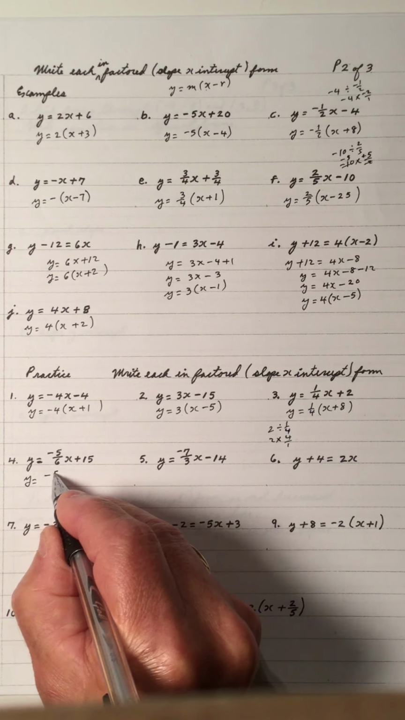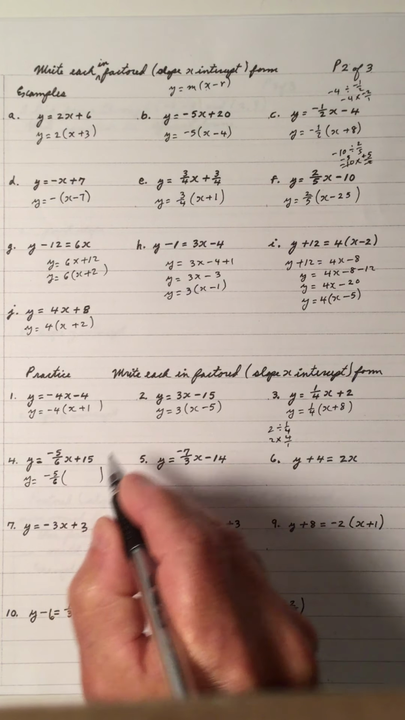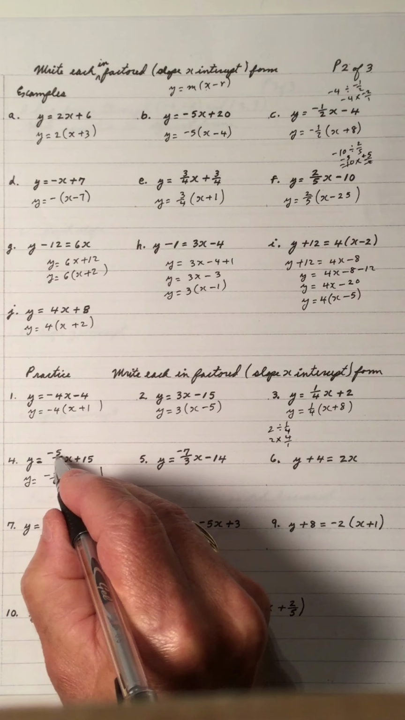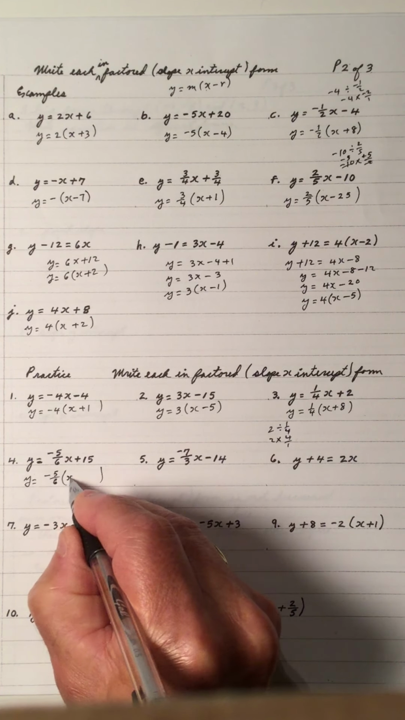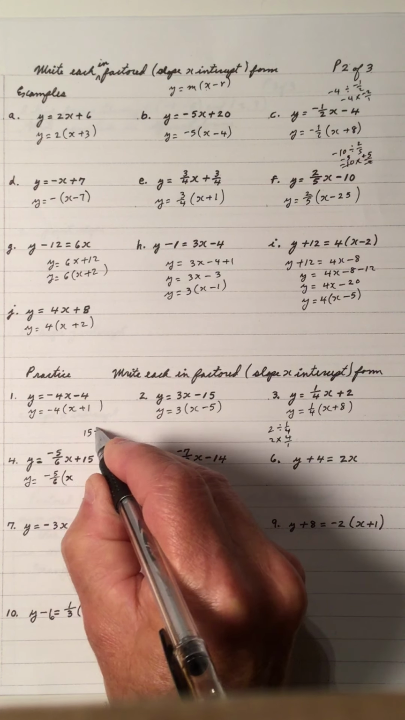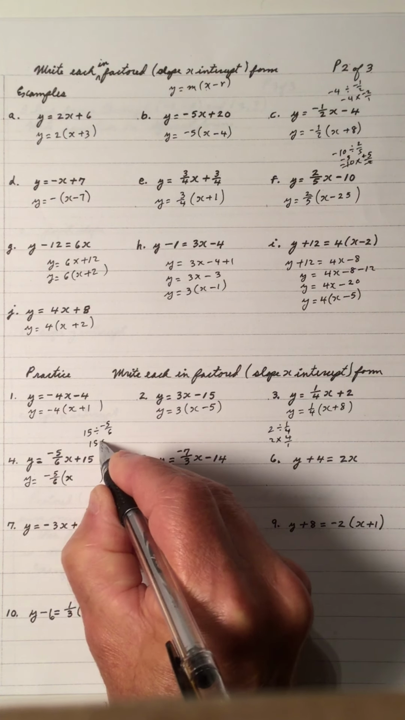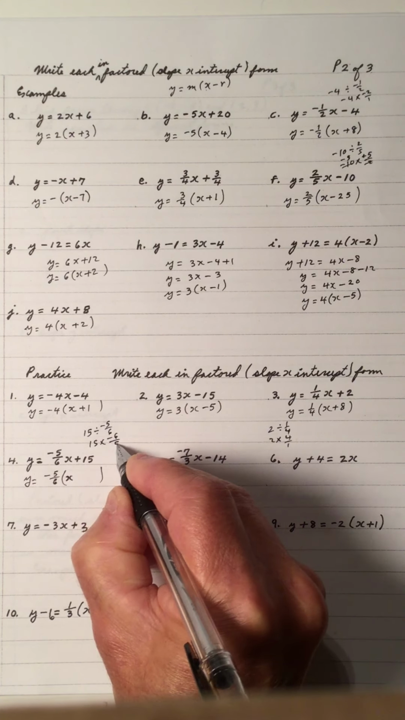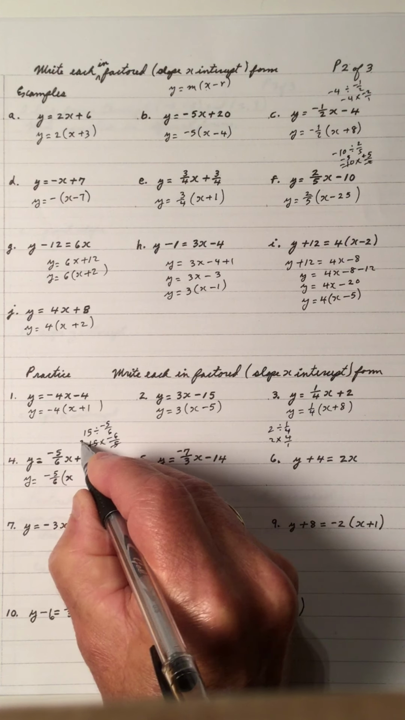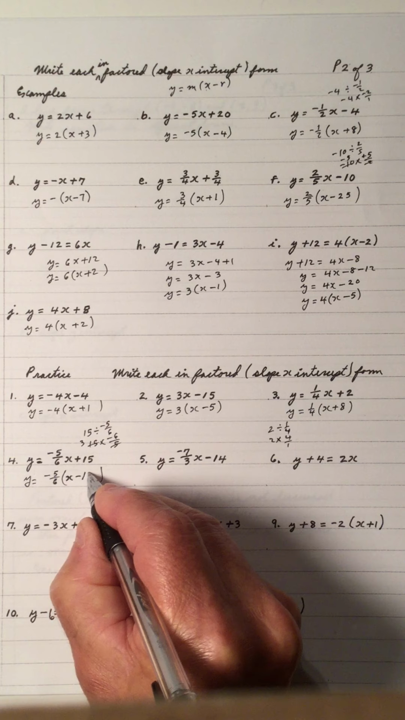And number 4, 5/6, we're taking it out. So 5/6 divided by 5/6 is 1x. So we have a 15 divided by negative 5/6. So that's 15 times negative 6/5. 5 into 15 goes 3. So 3 times negative 6 is negative 18.